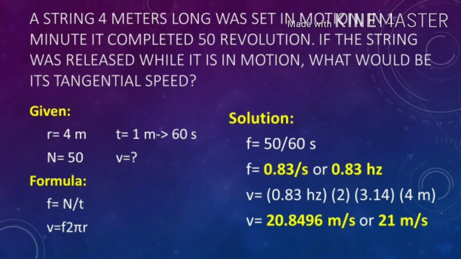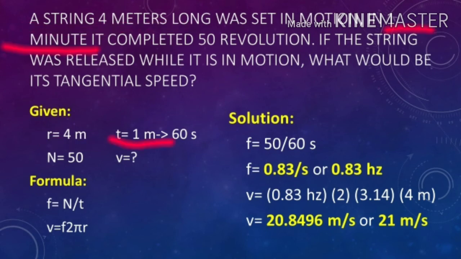Another example. A string 4 meters long was set in motion. In 1 minute, it completed 50 revolutions. If the string was released while it is in motion, what would be its tangential speed? First, identify the given. A string 4 meters long is your radius. 1 minute is your time.